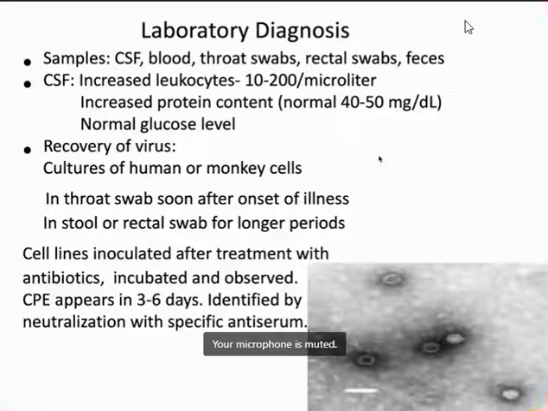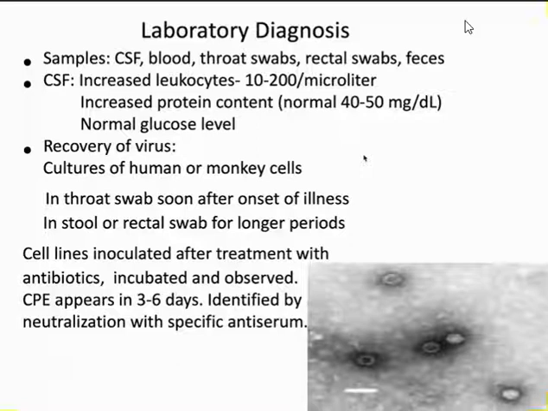Indirect evidence from CSF analysis also helps us, because there will be an increase in the protein content, and the glucose level will not be altered. There will be a normal glucose level, and the WBC count is not so high, but relatively there are increased leukocytes in the CSF sample, the more common one being lymphocytosis. Lymphocytes will be high, since in viral infections the lymphocytes are high. So this is the indirect evidence.